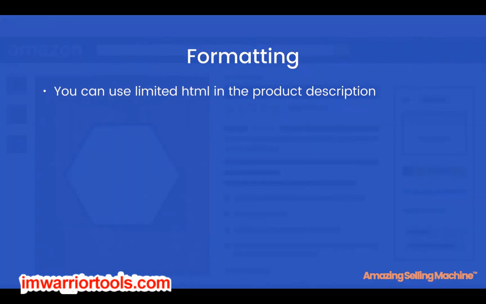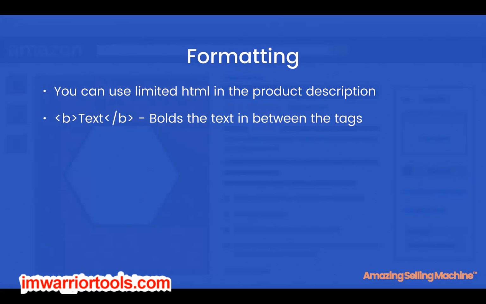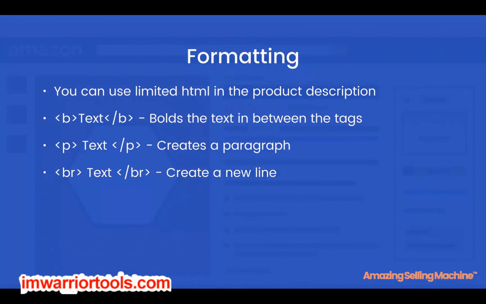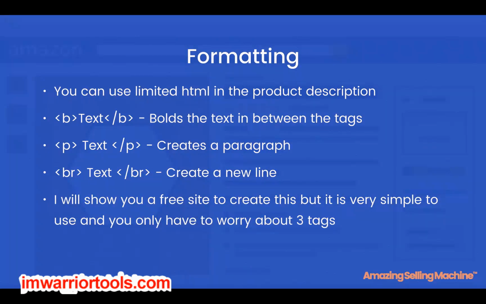Formatting. You can use very limited HTML in the product description. And the only tags we recommend you try using are the bold tags you can see here, which is open B and close B, either side of the text you want to bold. Then we've got the paragraph tag, which is open P and close P, and you put those at either end of a paragraph you want to create. And to create a new line, we use the BR tag, which is an open BR and a close BR. Now I will show you a free site to create this, but it is very simple to use and you only have to worry about these three tags, getting it right.